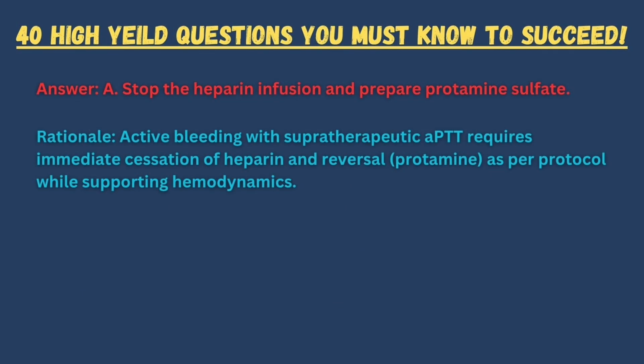Answer. A. Stop the heparin infusion and prepare protamine sulfate. Rationale. Active bleeding with supratherapeutic APTT requires immediate cessation of heparin and reversal with protamine, as per protocol, while supporting hemodynamics.